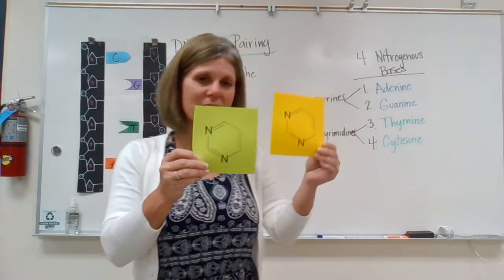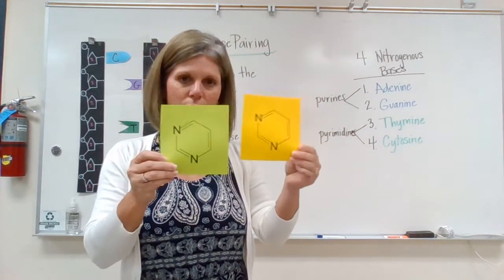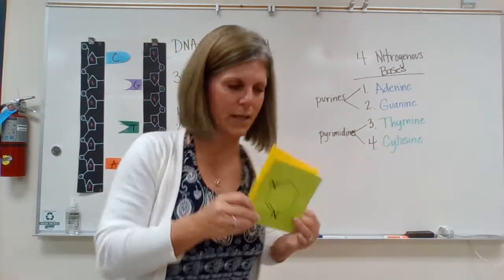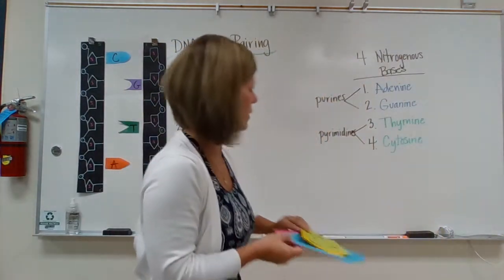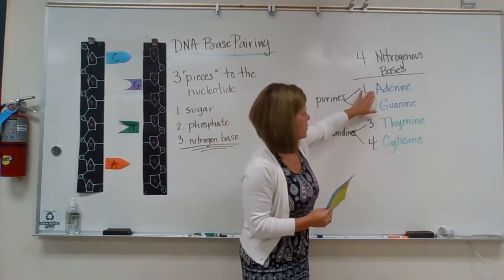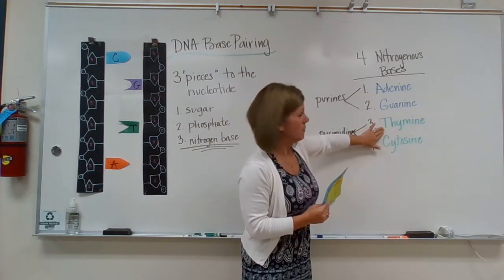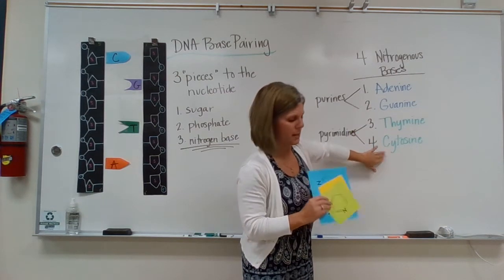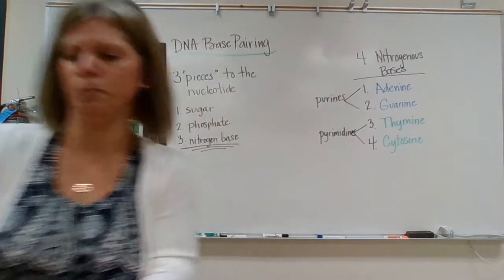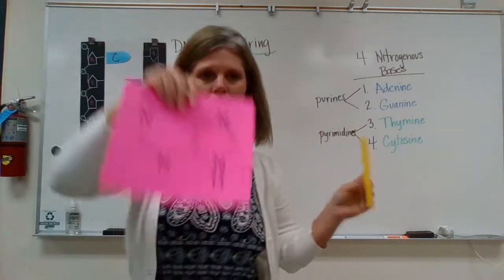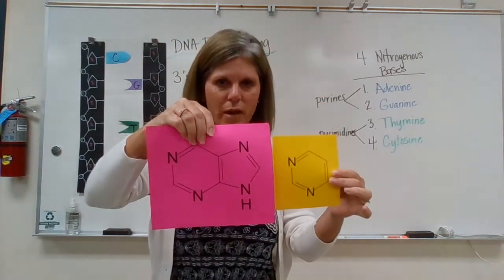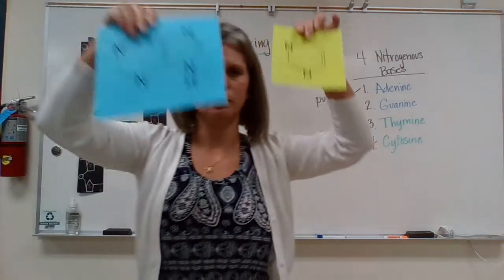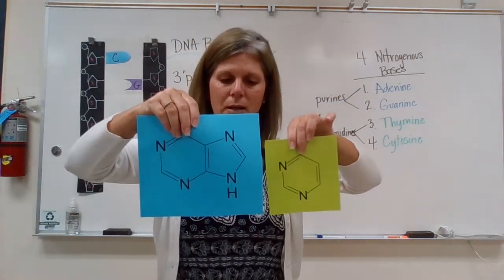And so when the base pairing occurs, these bases are going to pair with each other, one purine and one pyrimidine. And so let's look at that real quickly here. We always pair adenine with thymine, and we always pair guanine with cytosine. And so I'm going to show you that now. Adenine always pairs with thymine, and guanine always pairs with cytosine.